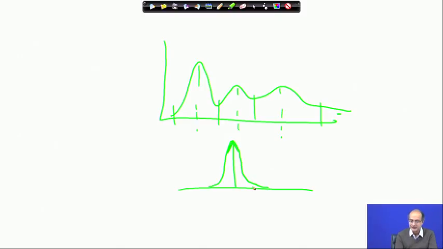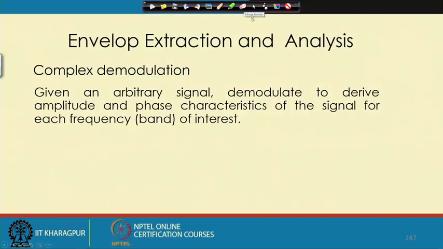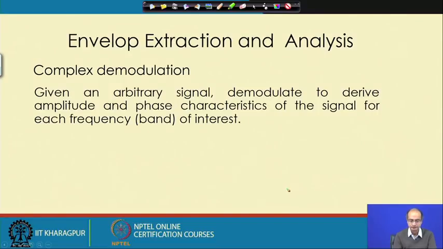That is the basic idea in the case of complex demodulation. If the signal is constituted by a couple of such amplitude modulated signals, let us try to find out those carrier frequencies and modulating signals. Okay, that will give us a better description of the signal. So what is the first task we do? We look at demodulation of the amplitude and the phase characteristic of the signal for each frequency band of interest.